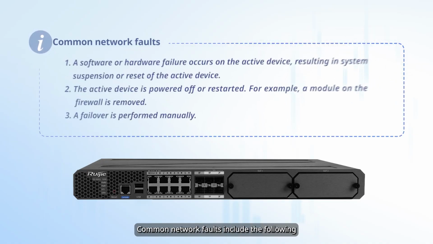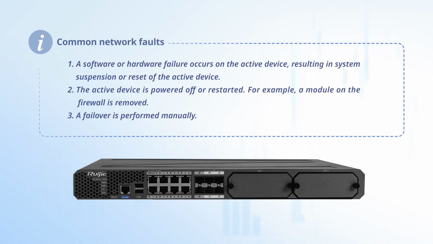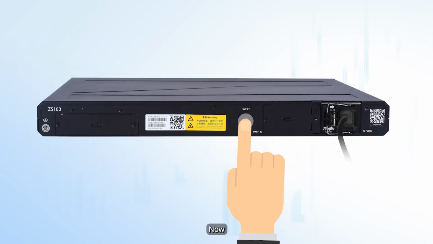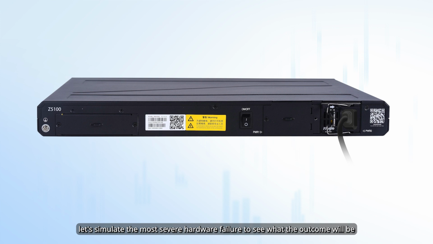Common network faults include the following. A software or hardware failure occurs on the active device, resulting in system suspension or reset of the active device. The active device is powered off or restarted. For example, a module on the firewall is removed. A failover is performed manually. Now, let's simulate the most severe hardware failure to see what the outcome will be.